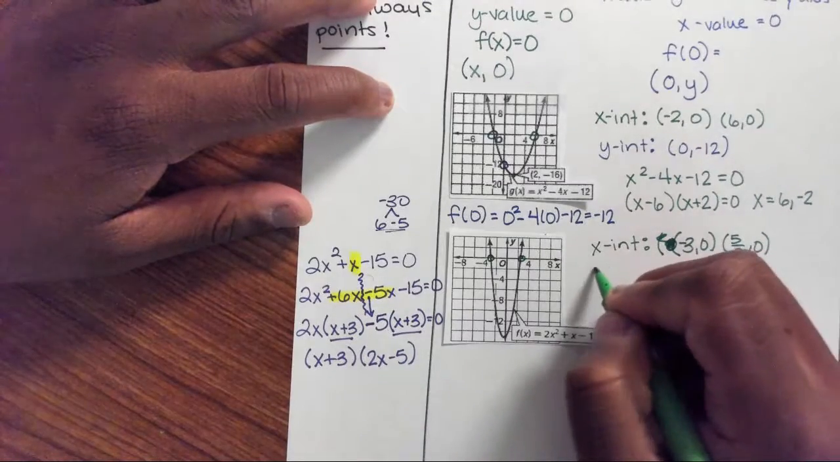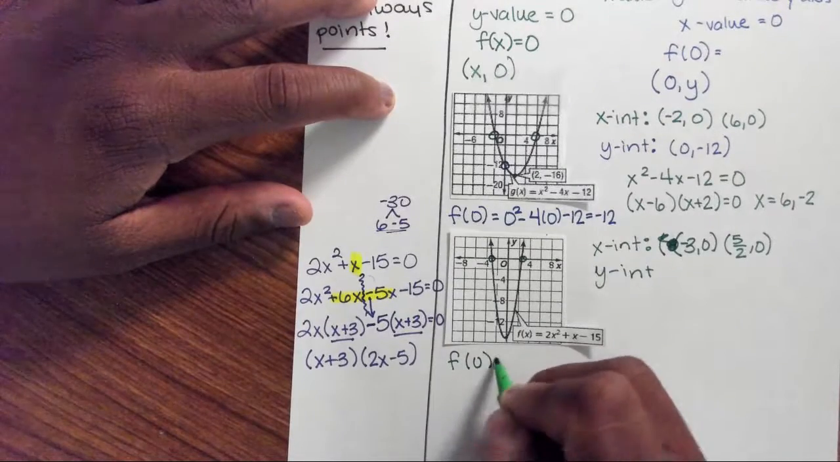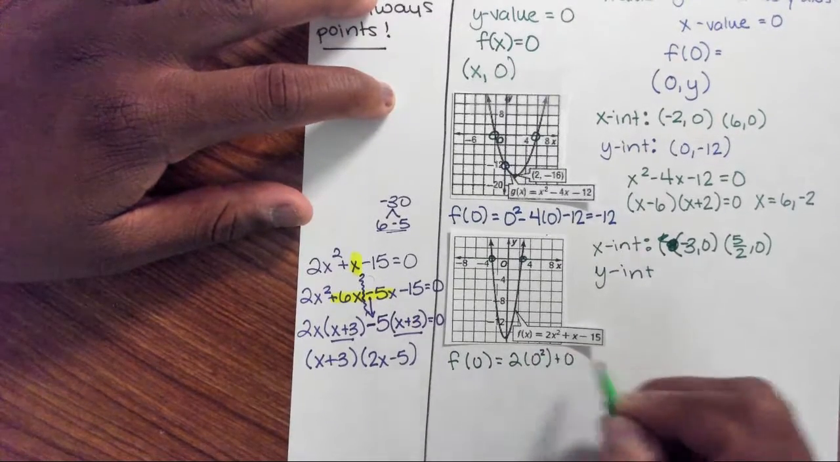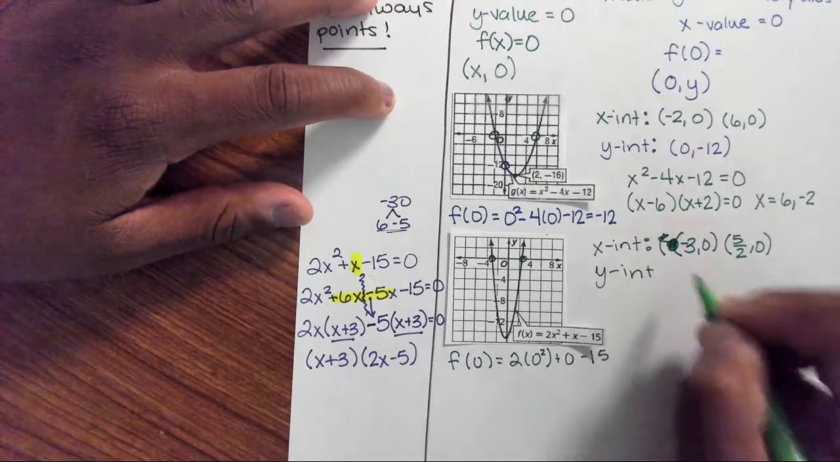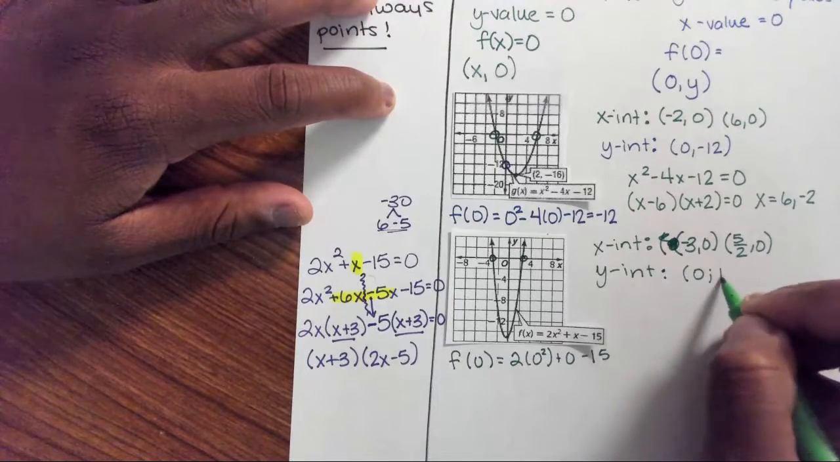What is the y-intercept that it's going to be? If you plug in 0 for x, f of 0 is equal to 2 times 0 squared plus 0 minus 15. That equals negative 15. So you get 0, negative 15, right?